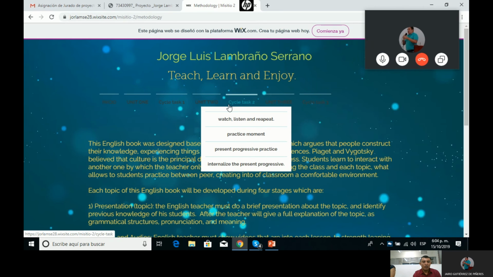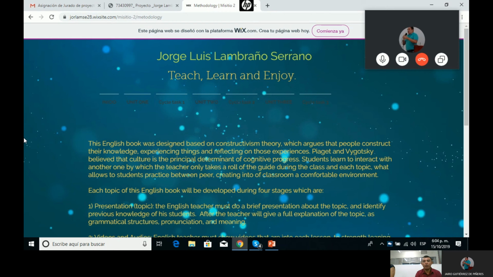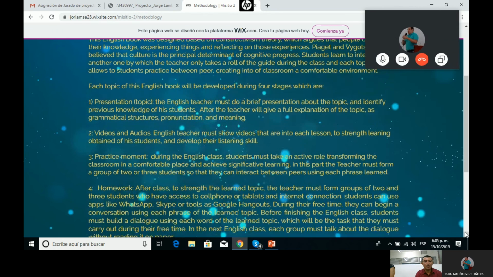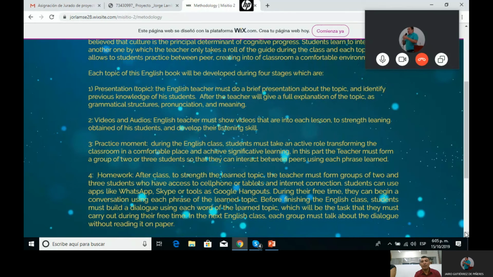This English book was designed based on constructivism theories. Each topic of this English book will be developed during the first stage, which is the presentation of topics, videos and audios, practice moment, and homeworks.